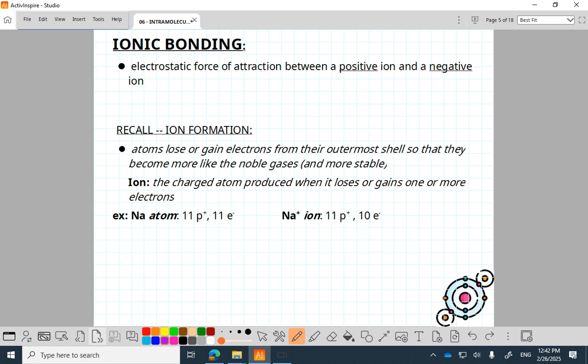Okay, so when you have an ionic bond, there is going to be a force of attraction between a positive ion, really simply, like you would have said in grade 10, a metal and a non-metal. So when you have an ion, ionic compounds are going to follow the rules.